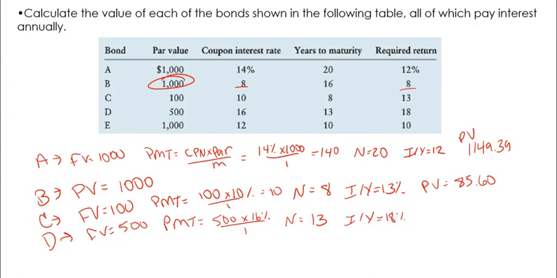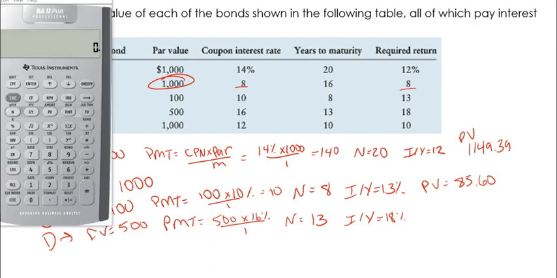So here we see that this bond is paying below market return. So the coupon rate is 16% and the required return is 18%. So it should be trading below par value. But let's double check that. We have a $500 future value. The payment, see I didn't calculate it, but it's 500 times 0.16 divided by 1, which is $80. That's the payment.